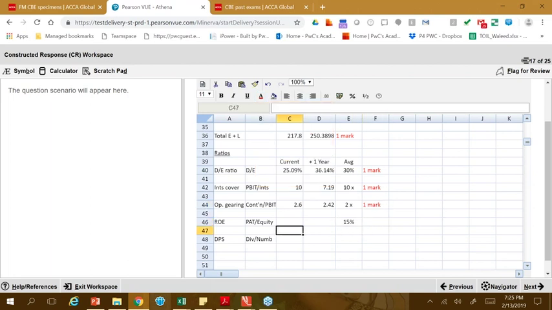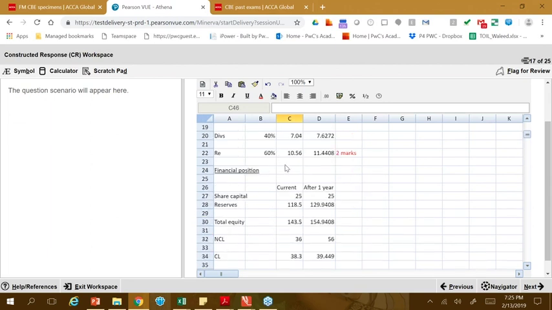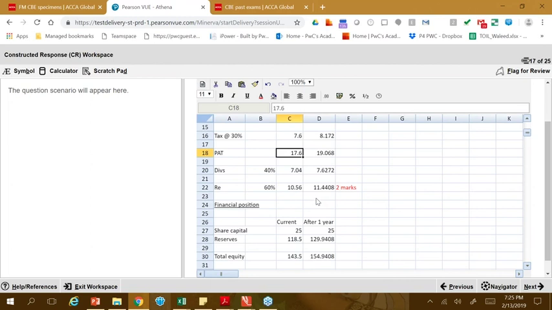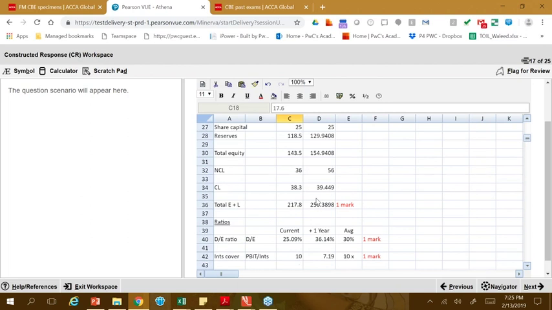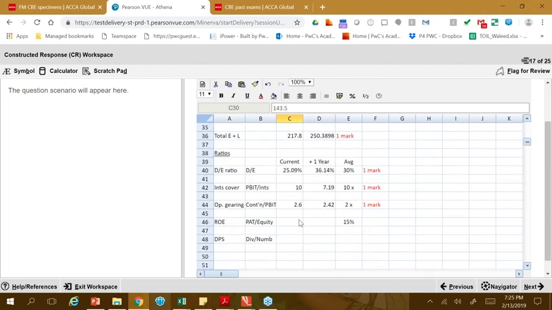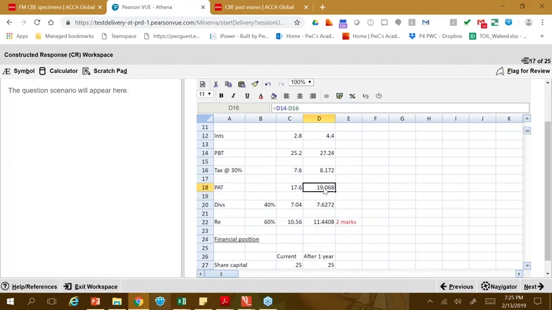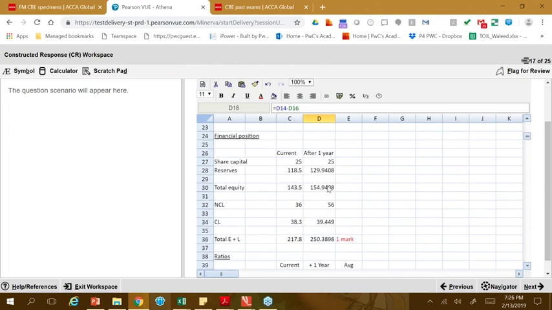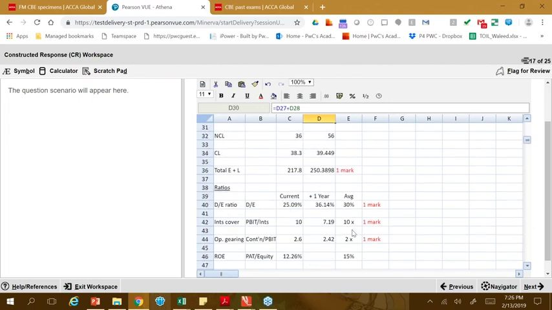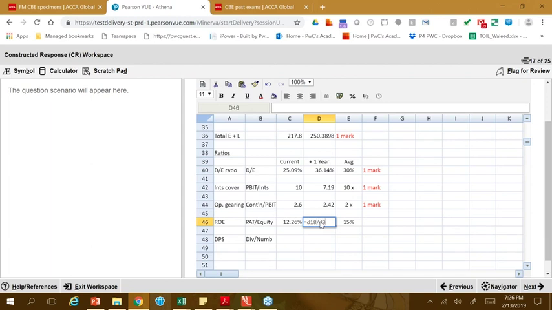Return on equity: profit after tax, we've already computed. This is the profit after tax here, which is in C18, over the equity, which is in C30. So C18 over C30, and we can show it in percentage. And after 1 year, our profit after tax was D18 over D30. We get our return on equity, 12.26 and 12.31.